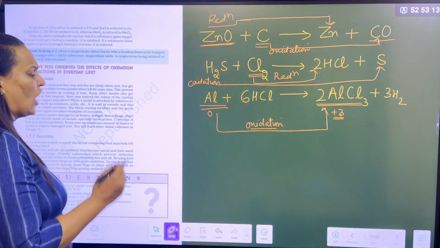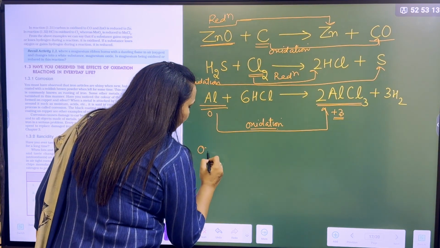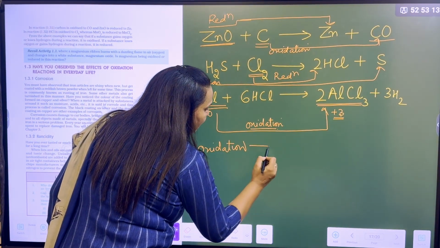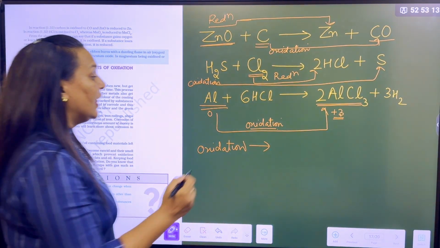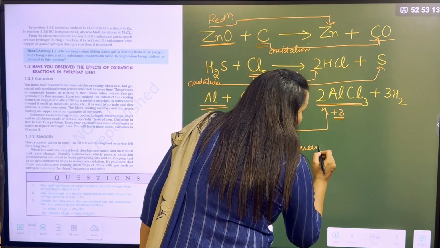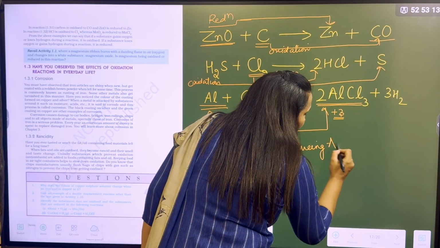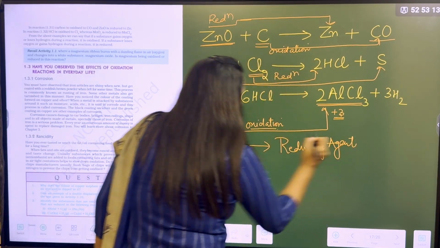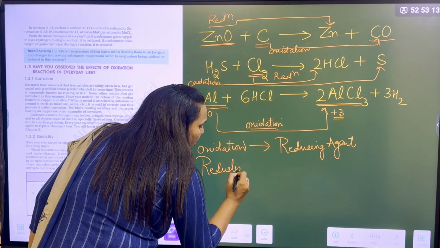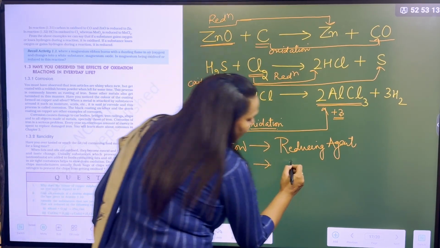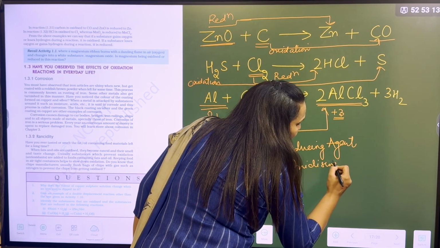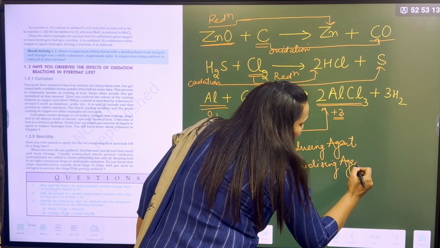Okay. Now, I want to add one thing here more. The substance which undergoes oxidation, what is it called? It is called reducing agent. Vice versa, ulta. And the substance which is undergoing reduction, what is that called? Oxidizing agent. Am I clear?